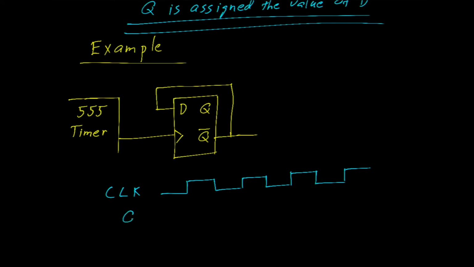We'll assume Q has an initial value of 0, which means that this will be a 0 output here, and this Q naught will be a 1, which means on the rising edge of clock, this 1 is transferred to D, which is then transferred to Q, changing this to a 1 and this to a 0.